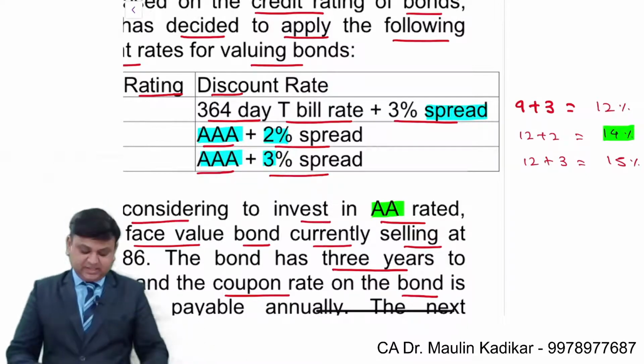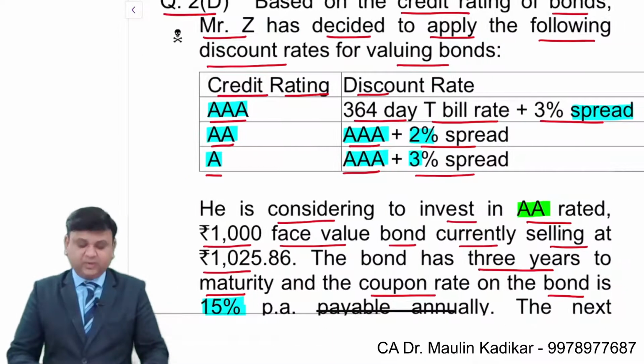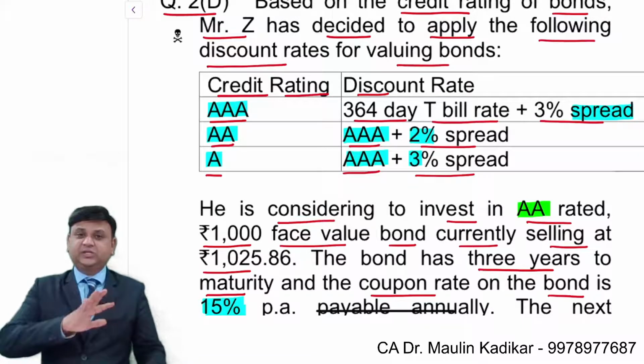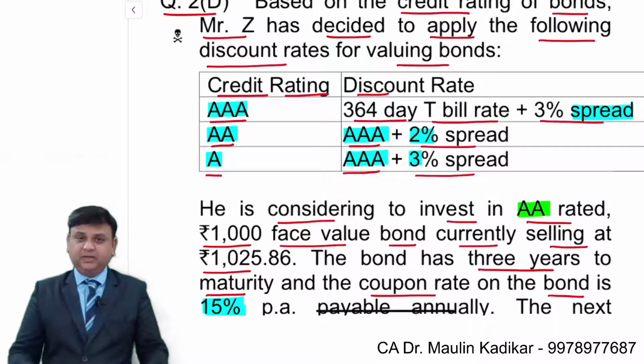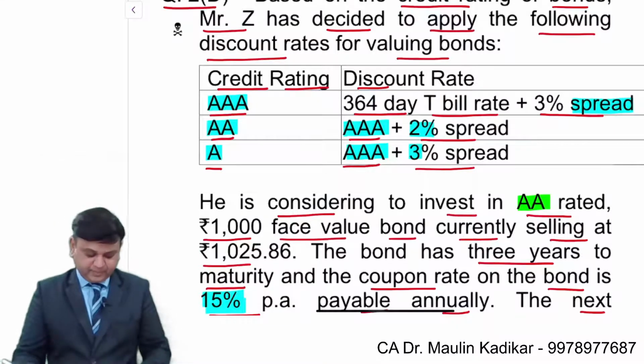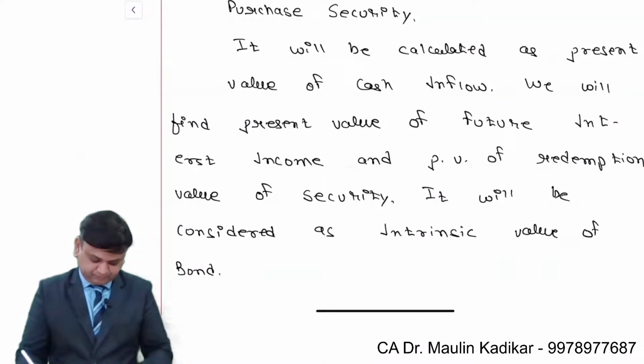This is the way the credit rating is assigned, and the required rate of return is decided as 14%. We will discount the cash flow series at the rate of 14% to compute the intrinsic value of the security. Please write down the answer.